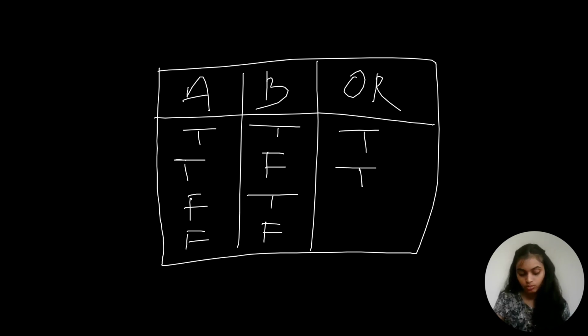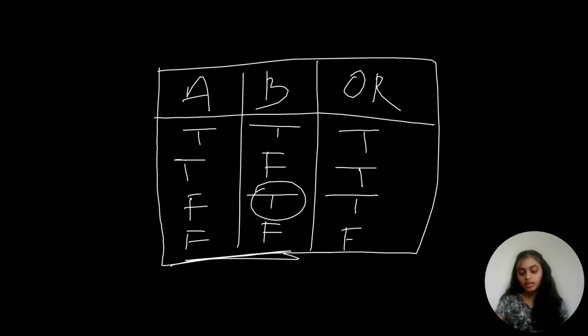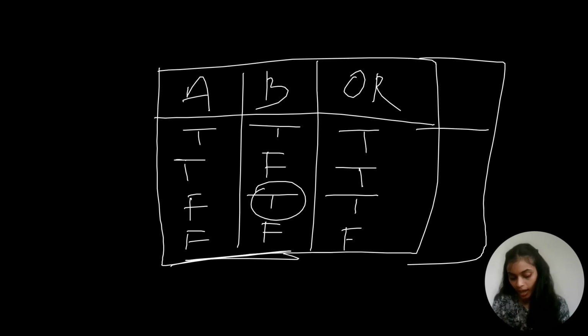Here I have false and true. One of the results is true, so my output is true. Here I have both false. None of them is true, so the output is false. So that is the major difference between AND and OR. Here we will also be indicating AND.